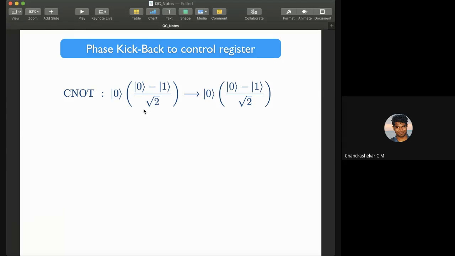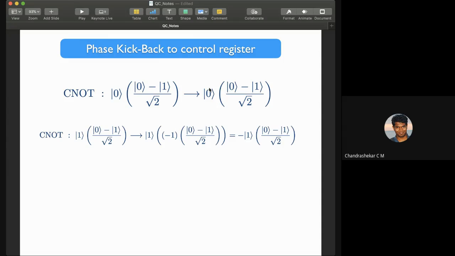I have this state and I apply a control NOT gate on this. Nothing is going to happen because my control register is in state 0. The state remains simply the same. But now here is another modified example.